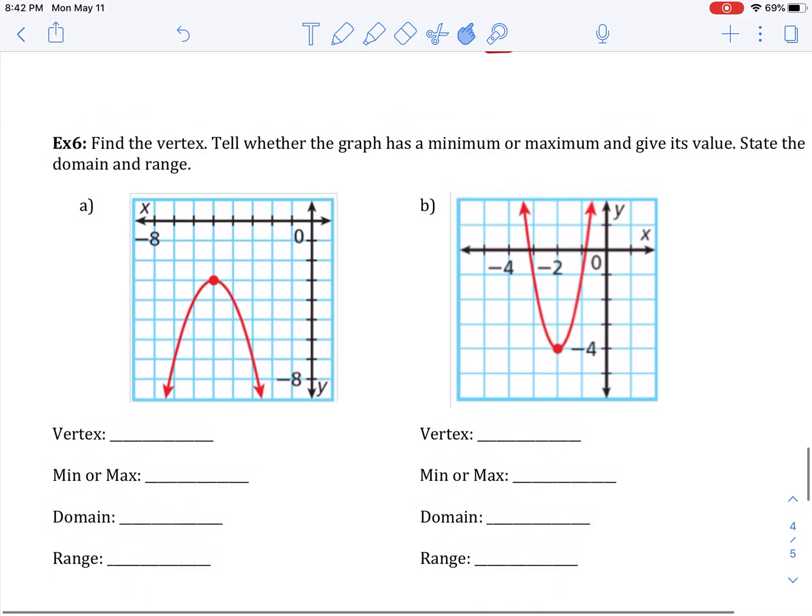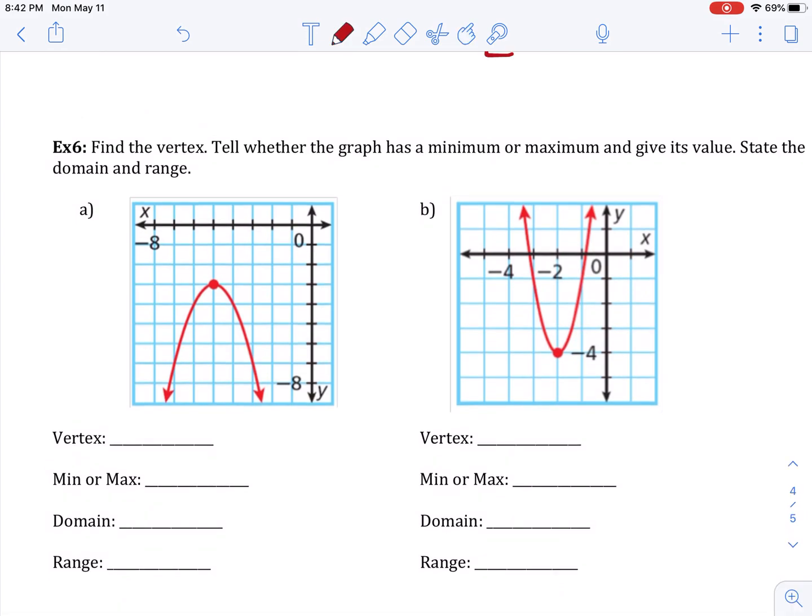Let's do 6a together, and then 6b will be your homework. One problem for homework. Nice and easy. So the vertex is whatever those coordinates are. It looks like -5, comma, -3, right? -5, comma, -3. Is it a min or a max? Well, it's at the top, right? Because this one's upside down, so it's at the top, which makes it a max.